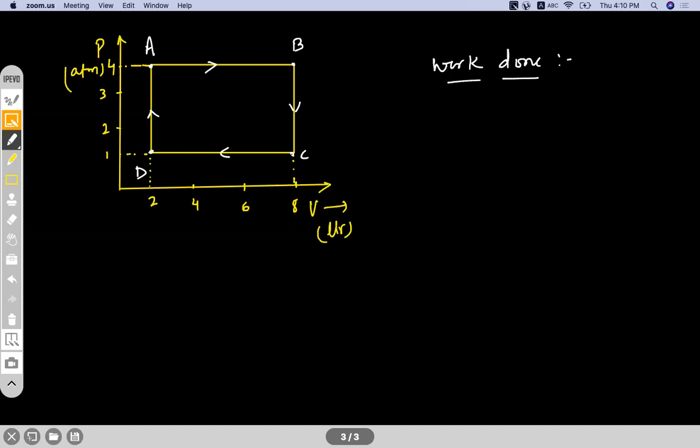How do you find out work done, Aditya? Okay, so all of you see this. Two ways we can find out the work done in this process. I will discuss both ways here. So total work done is equal to work done in the process A to B plus work done in the process B to C plus work done in the process C to D and then work done in the process D to A. This is the total work done we have.